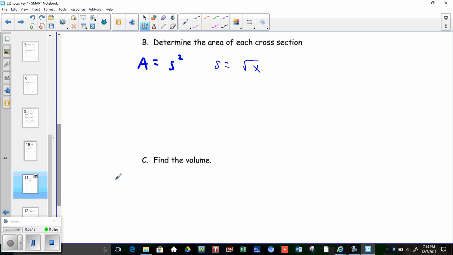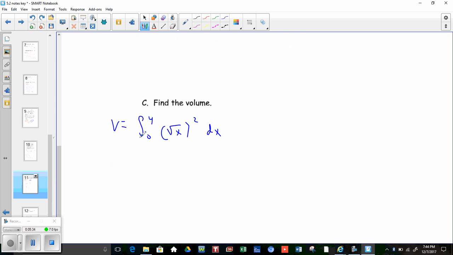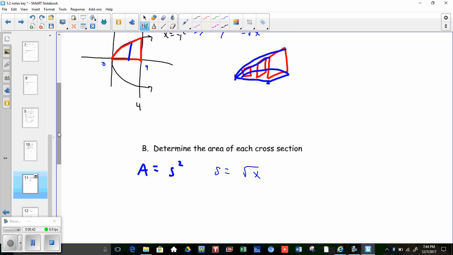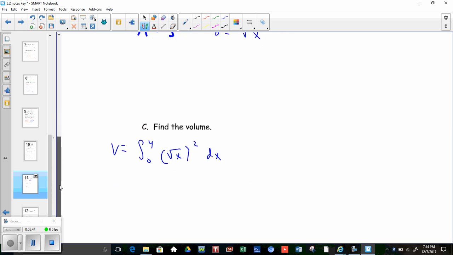So find the volume: integral from 0 to 4 of the side squared, which is root x squared dx. This one's going to be really simple. Notice that there is no pi in this. We have nothing to do with pi when we're taking the areas of squares. That's one of the biggest things people mess up on: where do I put the pi? There's no pi in this.